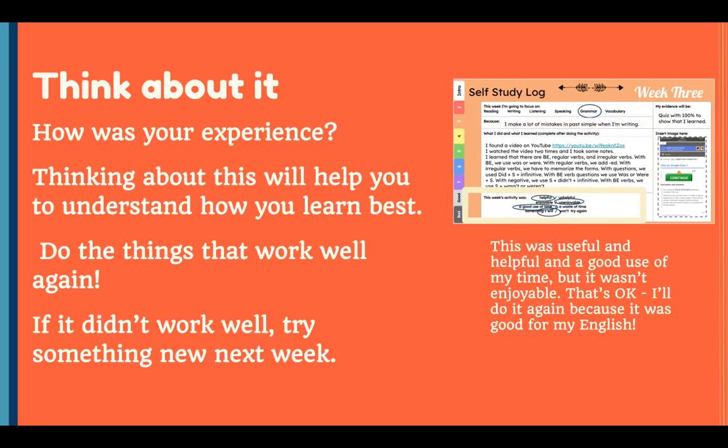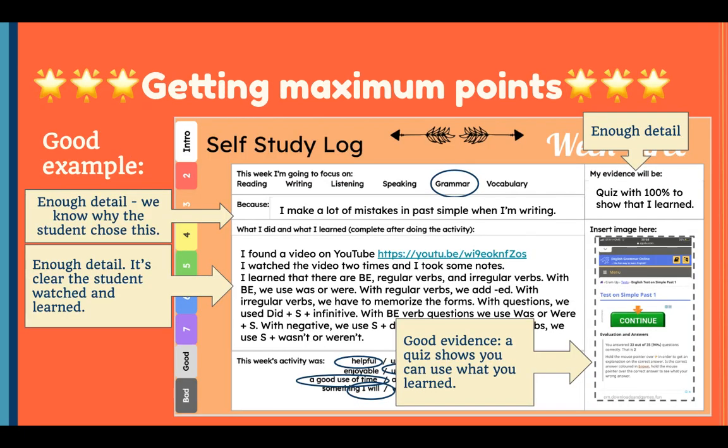At the bottom, think about it. How was your experience? Thinking about this will help you to understand how you learn best. Do the things that work well again. If it didn't work well, try something new next week. Here it says that the activity was useful and helpful and a good use of my time, but it wasn't enjoyable. That's okay. I'll do it again because it was good for my English.